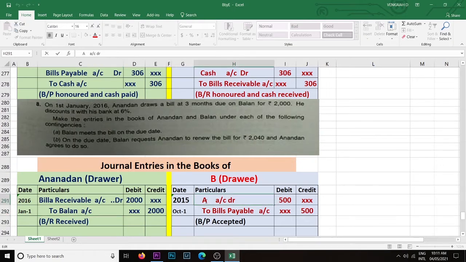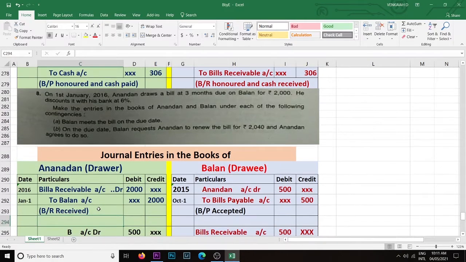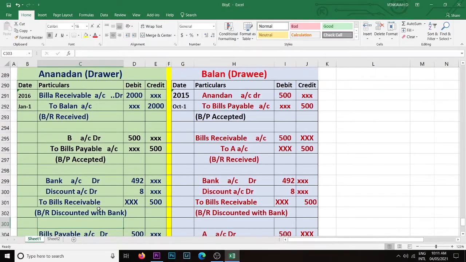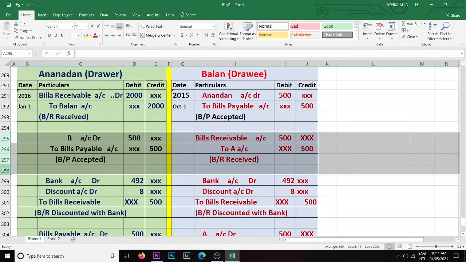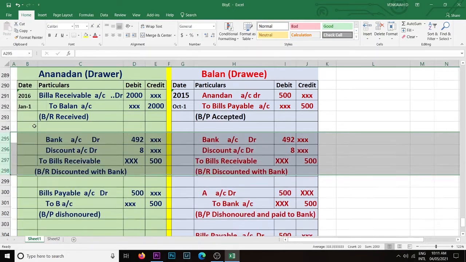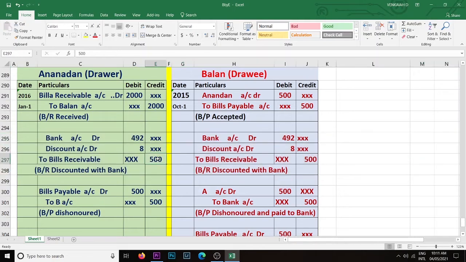Right. Balan has accepted. So Anandan's account debit to bills payable account. Bill is accepted. He discounts it with his banker at 6%. Anandan discounted the bill at 6%. Bank account debit, discount account debit.